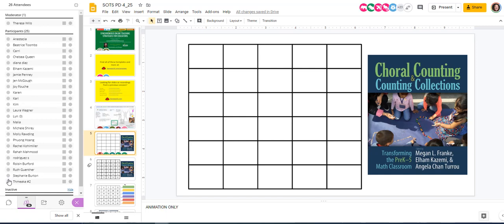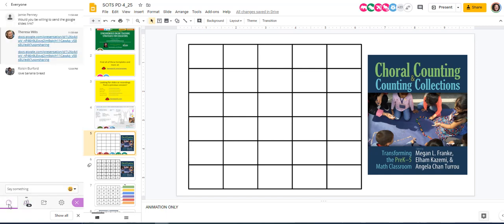One of the authors of this fabulous book is with us here today, Elham Kazemi, and so hopefully I do this justice. And Elham, go ahead and give me feedback if there's anything else that I'm missing. But choral counting is a really great routine, and this is how you can do it online.